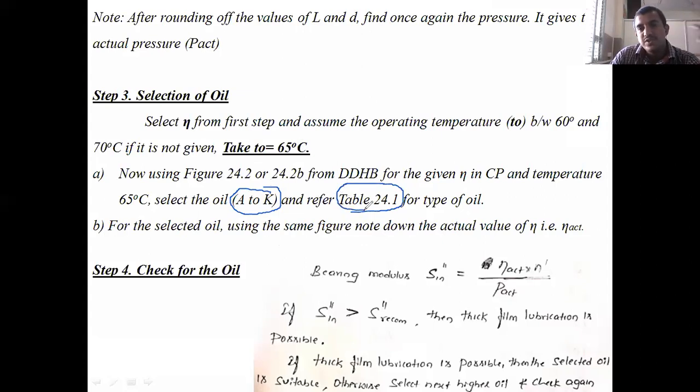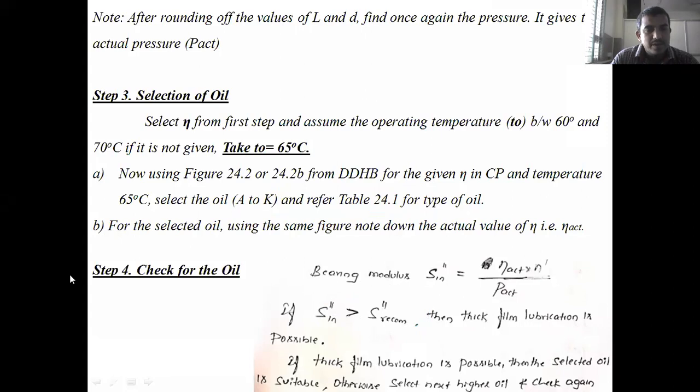Once you select the oil, you check whether it is suitable for the bearing application or not. How do you check? Determine the actual or induced bearing modulus and compare it with the recommended bearing modulus. The modulus is a constant, a property. The induced bearing modulus should be greater than the recommended one, then the result is safe. It means whatever lubrication you have considered as thick film lubrication, the design is safe for the selected lubricating oil.